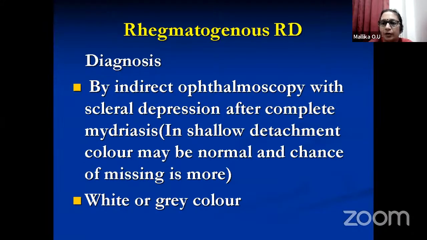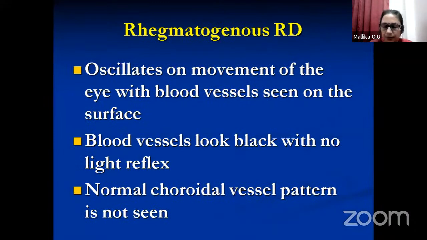So indirect ophthalmoscopy with indentation to see the extreme periphery of the retina, and the detached retina, as I showed you, appears white or gray in color. So that is the clinical appearance. And in some situations, it may be very difficult to see it. In that situation, you have to do a B scan. Okay, sorry. So how will you see the fundus with indirect?